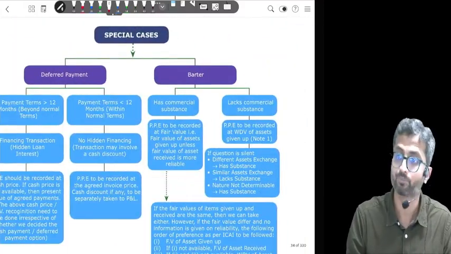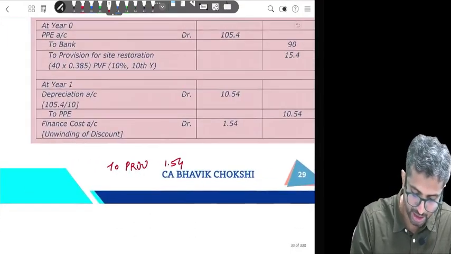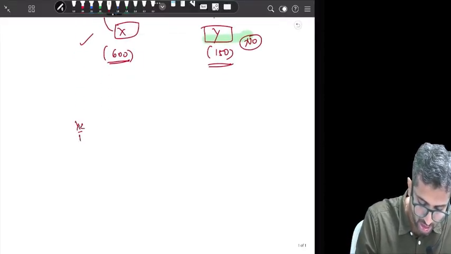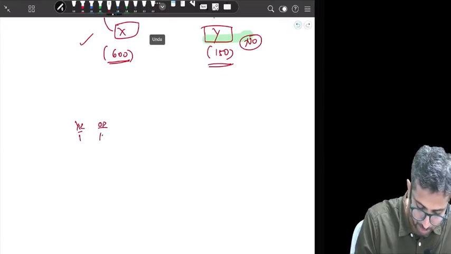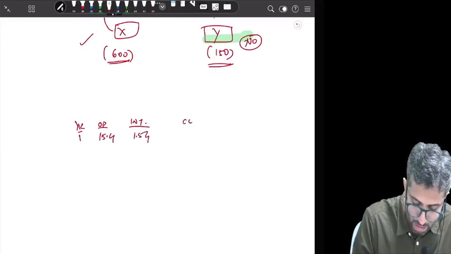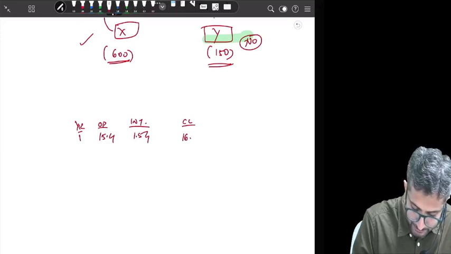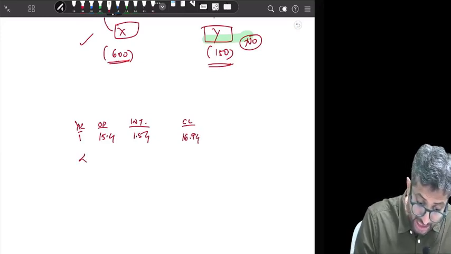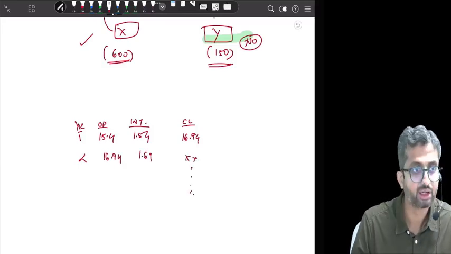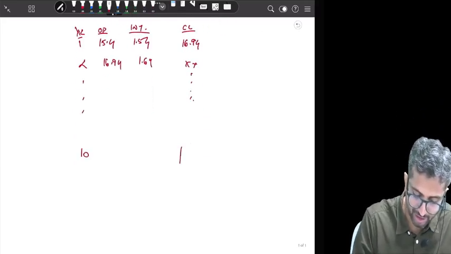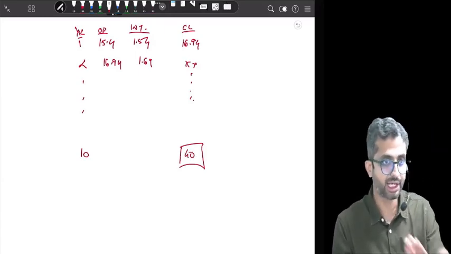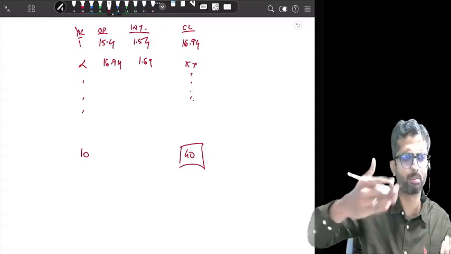No, because of compounding. In my first year, my opening was 15.4, on which interest cost or finance cost or unwinding cost is 1.54. Closing will be approximately 16.94. In the second year, 16.94 into 10%, this is 1.69. And if you have the patience to do it for all the 10 years, at the end of the 10th year, does it necessarily have to come to 40? Yes, because you have used that discount factor at 10, you are compounding at the same rate.